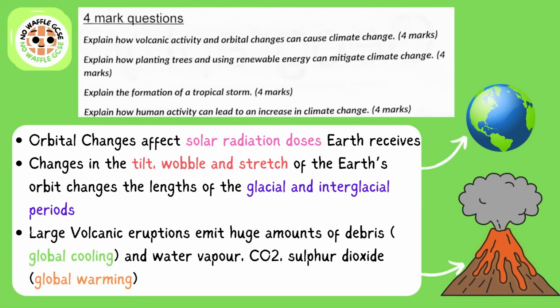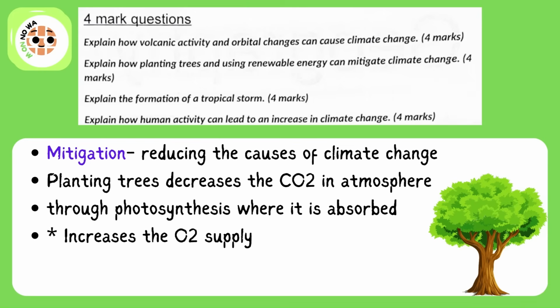Explain how planting trees and using renewable energy can mitigate climate change. So here we've just focused on planting trees, but we should have also spoken about renewable energy, but that's fine. So mitigation is effectively reducing the causes of climate change. They said mitigation because another strategy for climate change is adaptation, adapting to the new changes rather than trying to prevent them from happening.